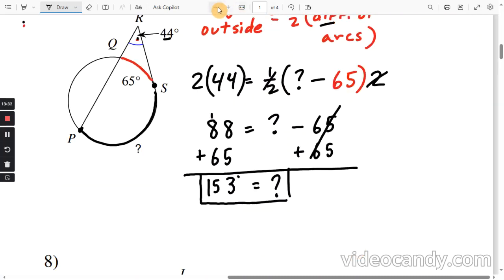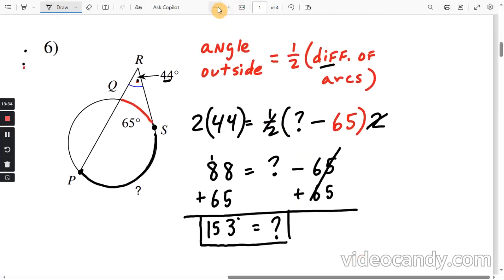All right, so I don't think the algebra is too bad. I think the setup is the main thing. You see the angle outside, you subtract the arcs, and take 1/2.